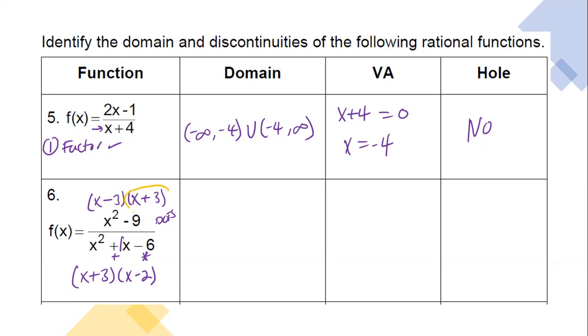Yes. So I'm going to circle that because that's where my hole is. My hole is where they have a common factor. So I have a hole at x plus 3 equals 0. So where is my hole located? X equals -3. My vertical asymptote is whatever is left in the denominator. What is left in the denominator? X minus 2. So x minus 2 equal to 0 is my vertical asymptote. So where is my vertical asymptote? X equals 2. These two values are my discontinuities of my domain.